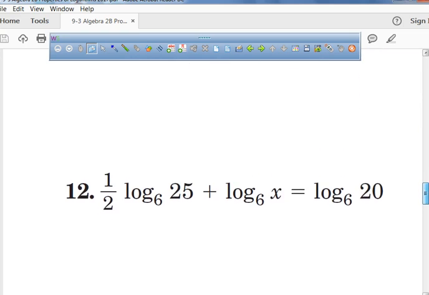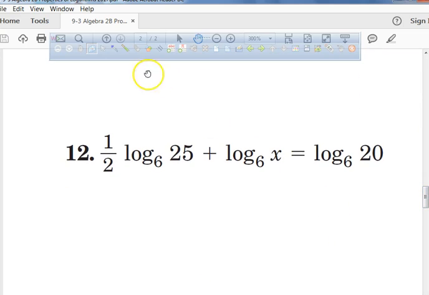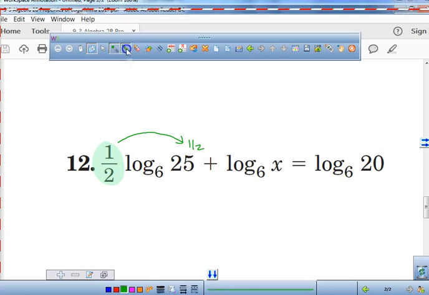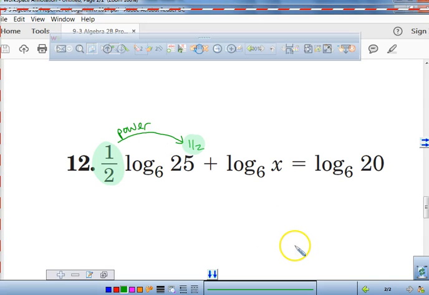That's not going to show you everything. First thing I'm going to do in problem number 12 is once again highlight this half, and I'm going to move it from there right up here. So what property is this once again, everybody? The power, that's right, because you guys have the power.